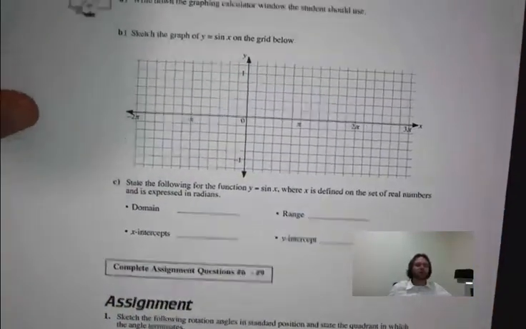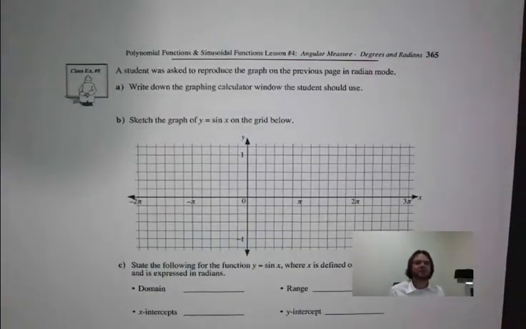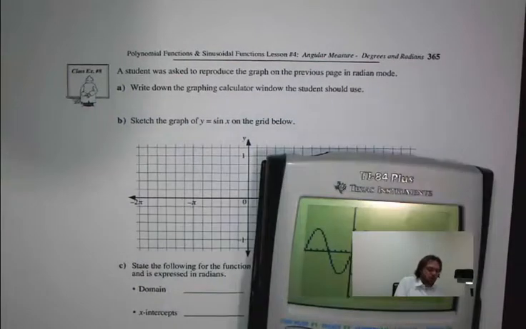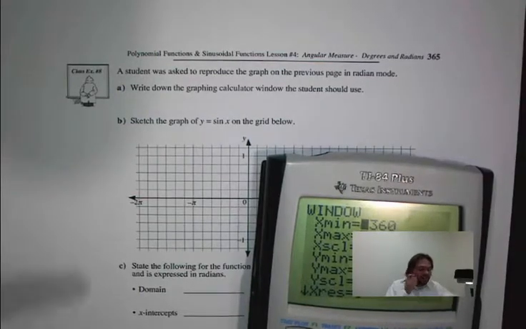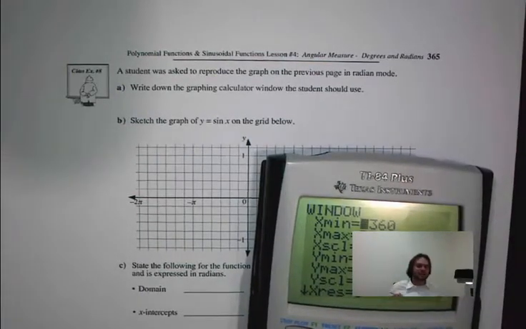So here we go. Here's a more class example to graph this. It says, a student was asked to reproduce the graph on the previous page in radians. Write down what the graphing calculator student window should be. So now it's in radians. So we have to change our mode in our graph to radians, right? Now our window can't be this because this is in degrees.